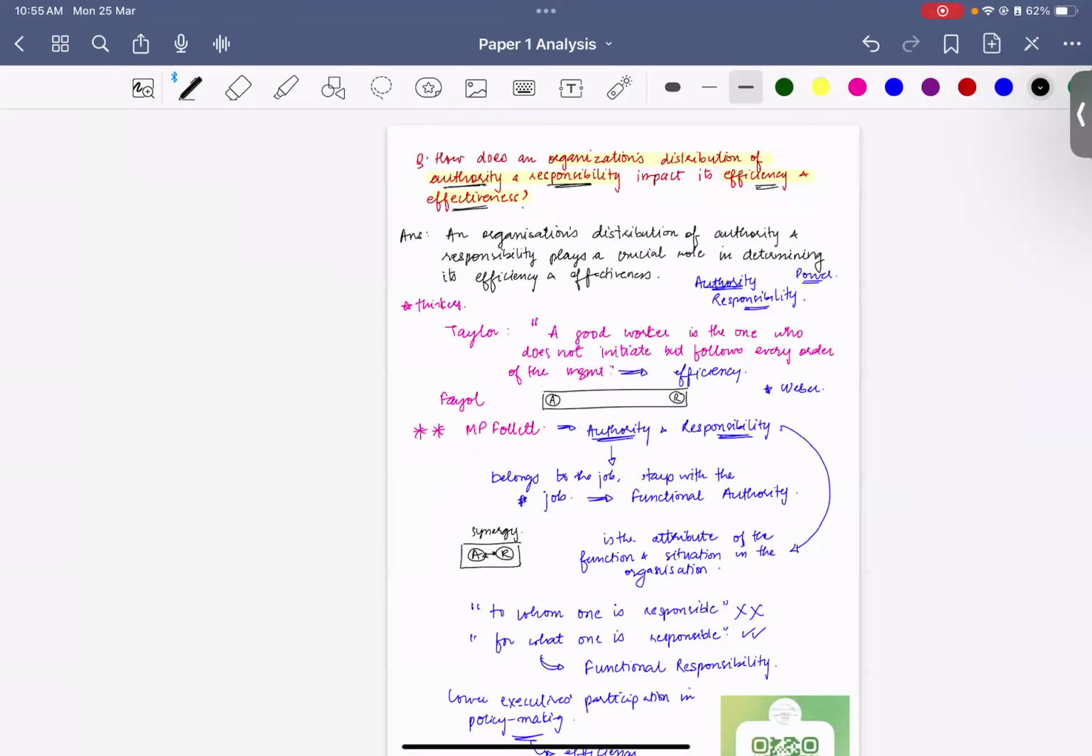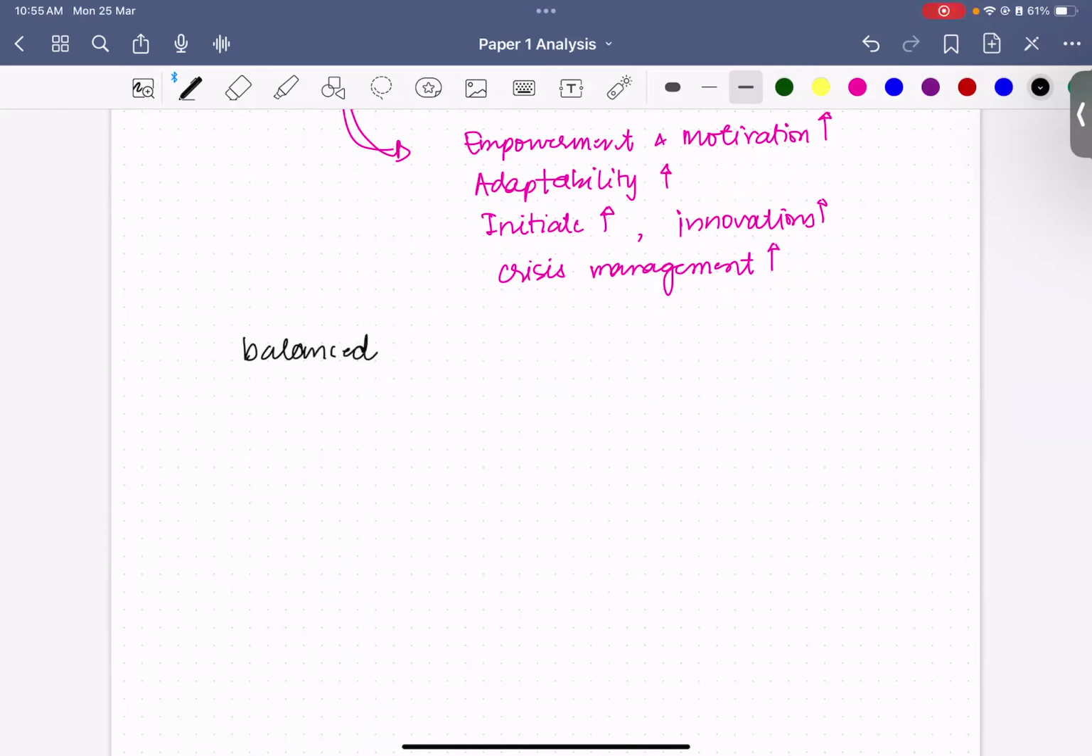Okay, so what should be the conclusion? It should be a balanced approach. Balance of authority and responsibility. Okay, you can conclude by saying something along these lines.